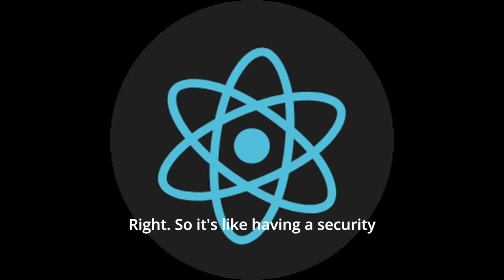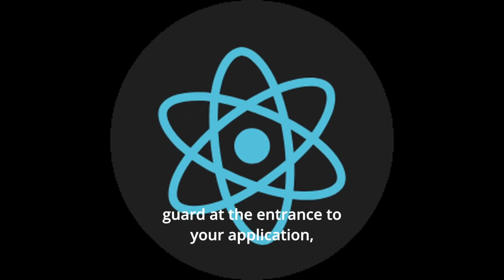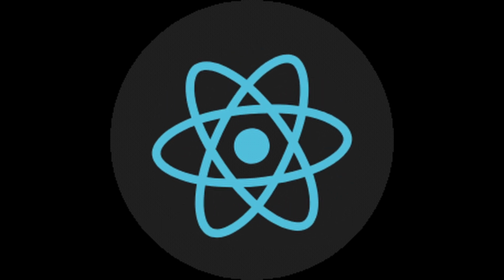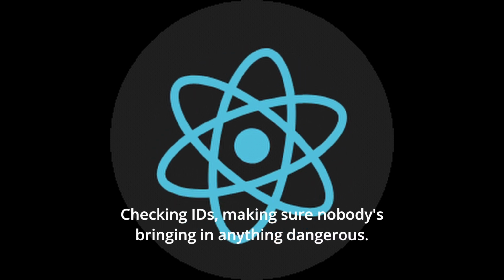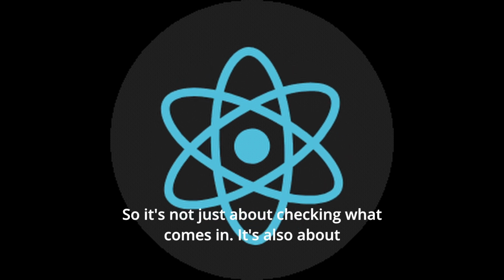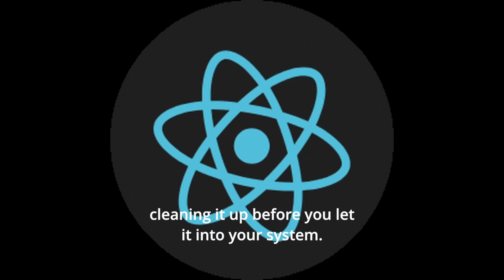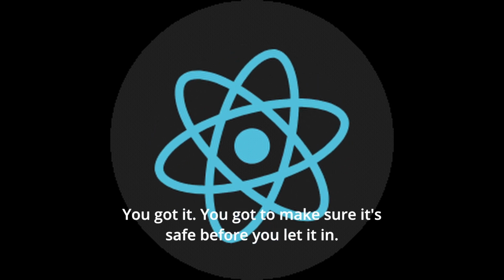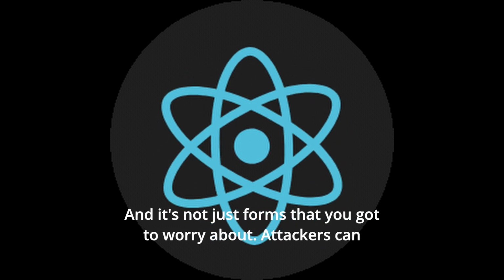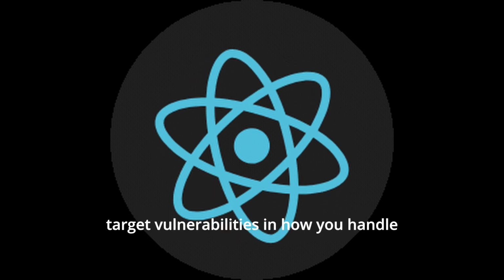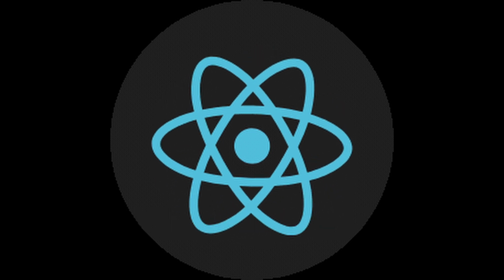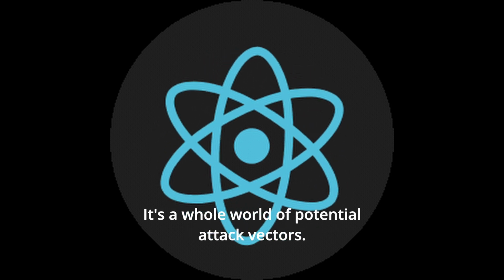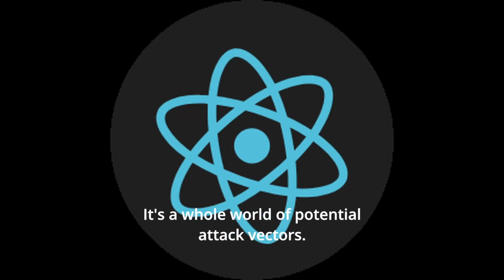So it's like having a security guard at the entrance to your application, just checking for anything suspicious. Checking IDs, making sure nobody's bringing in anything dangerous. So it's not just about checking what comes in, it's also about cleaning it up before you let it into your system. You got it. You've got to make sure it's safe before you let it in. And it's not just forms that you have to worry about. Attackers can target vulnerabilities in how you handle URLs, API endpoints, even database queries. Oh wow. It's a whole world of potential attack vectors.